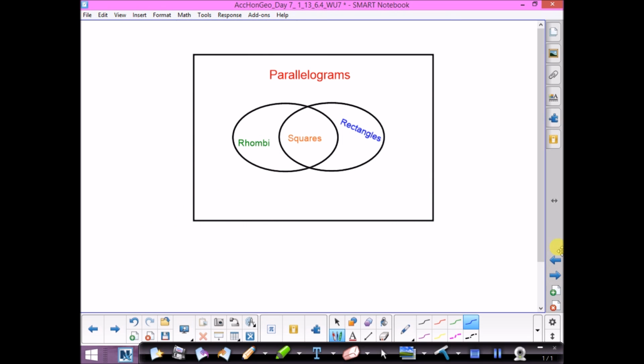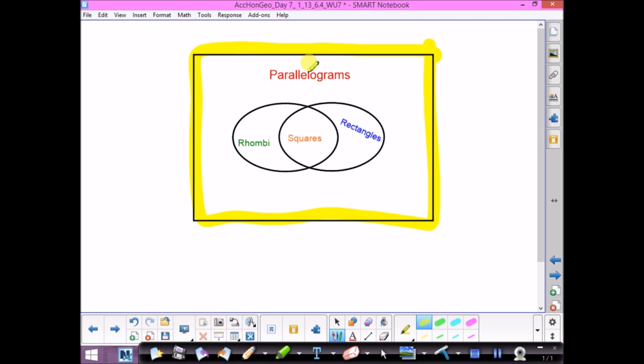Alright, last thing I want to look at is this Venn diagram. So what this shows us is the relationship between parallelograms, rhombi, squares, and rectangles. So the thing to remember is that the parallelograms include anything inside of this rectangle. So what that means is all the rhombi, squares, and rectangles are parallelograms. So what this shows us is where the rhombi and rectangles overlap, that's where the squares are. So just remember all this.